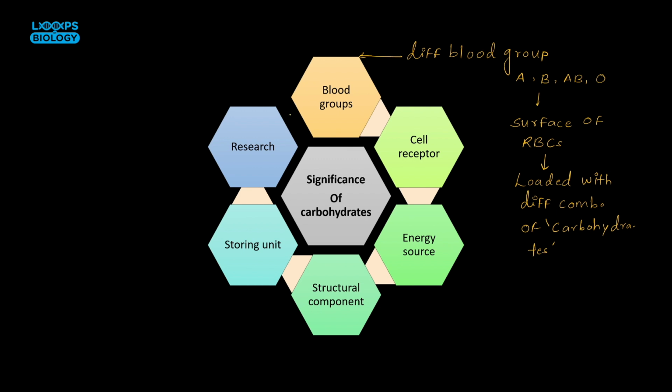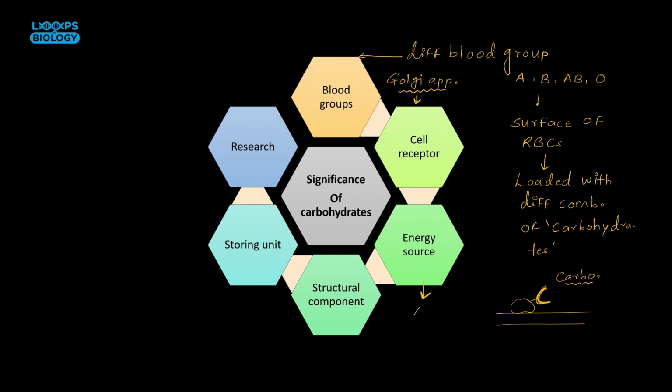Now it is also acting as a cell receptor, which is modified inside your Golgi apparatus. If someone knows about the Golgi apparatus, it basically modifies proteins. In the case of the cell membrane, whenever the cell membrane has a protein outside, it is modified with a notch-like structure, and this notch is made up of carbohydrate, and that is called the cell surface receptor.